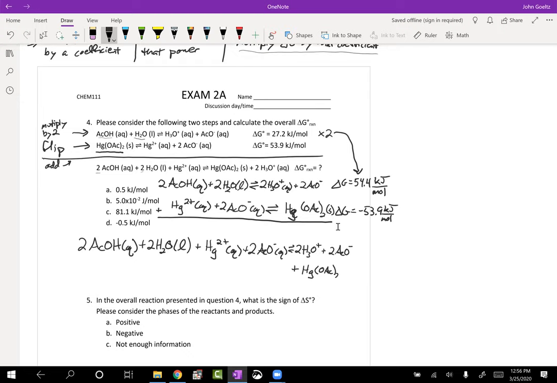Okay, do I have anything to cancel? I do. You usually will, but I have 2 ACO minus, that conjugate base, on either side. If I rewrite this, does that get me to the overall? I think it does.